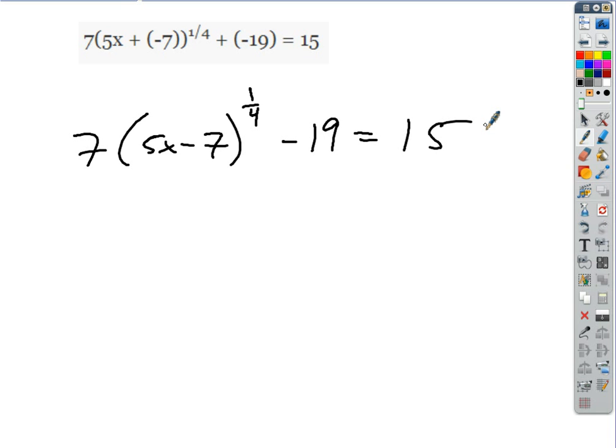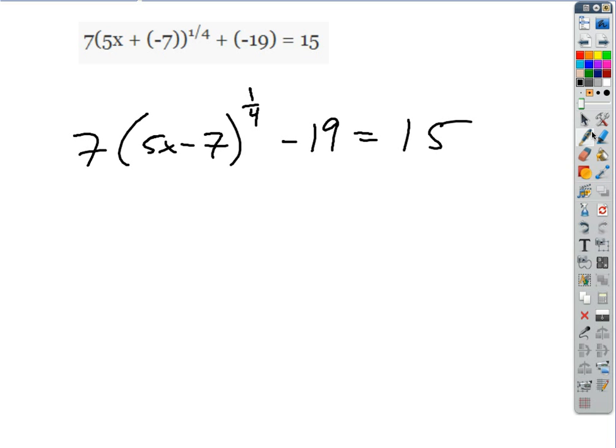I'm going to take it to the reciprocal power. Yeah. So on this one, I could add 19, divide by 7, take both sides to the 4th. Then what? Then add 7. It's getting hard. Divide by 5. We got it, right?